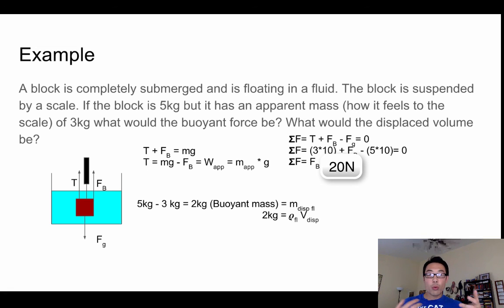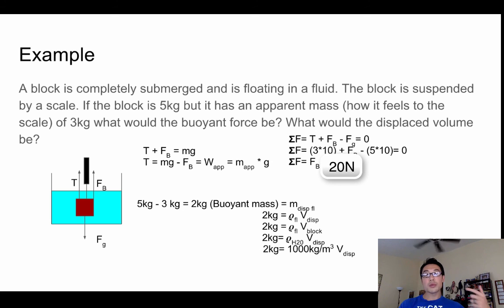Now, if you're wondering what we can do with this information, you can find the displaced volume. We know that the buoyant mass is 2 kilograms. And we know that the density of the fluid, and I'm going to use water here, should be 1,000 kilograms per meter cubed. So if the buoyant mass is 2 kilograms, and we divide both sides by 1,000, we find out that the volume of the object is 0.002 meters cubed.